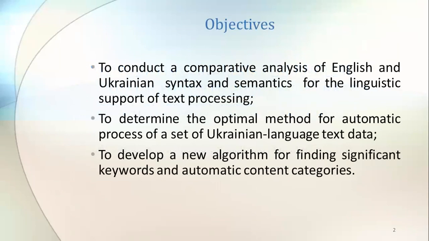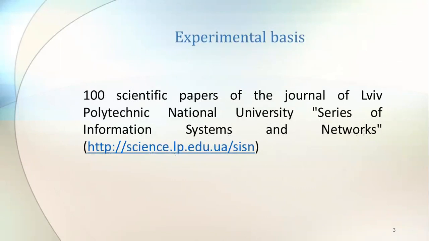Our objectives are to conduct a comparative analysis of English and Ukrainian syntax and semantics for the linguistic support of text processing, to determine the optimal method for automating the processing of Ukrainian language text data, and to develop a new algorithm for finding significant keywords and automatic content categories. 100 scientific papers of the Journal of Lviv Polytechnic National University, series of information systems and networks, are taken as the experimental basis for our research.